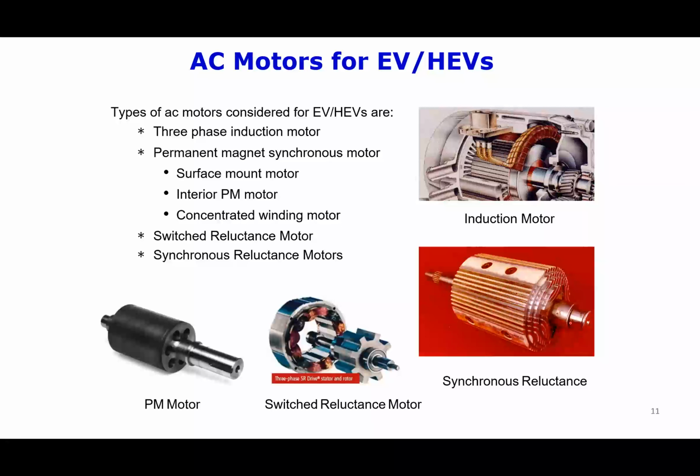In electric and hybrid vehicles, these days we mainly use interior permanent magnet motors. Then there are several types, like surface mount motors, where the permanent magnet materials are mounted on the surface, interior, where they are buried inside the rotor, and concentrated winding, where the windings of the stator are wound in a different way. So this is the PM motor, this is the switch reluctance, and this is the synchronous reluctance.